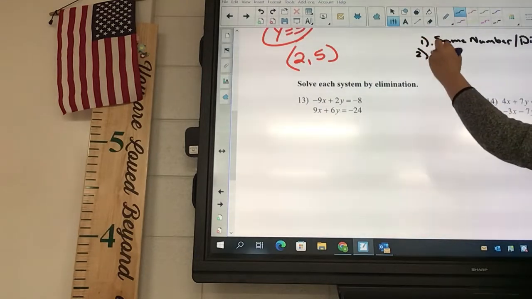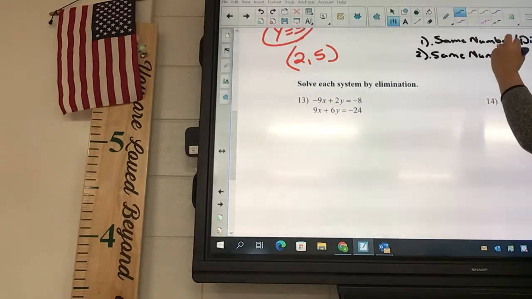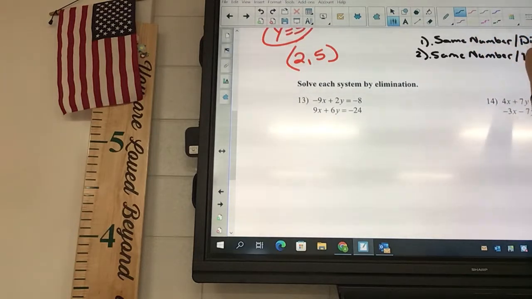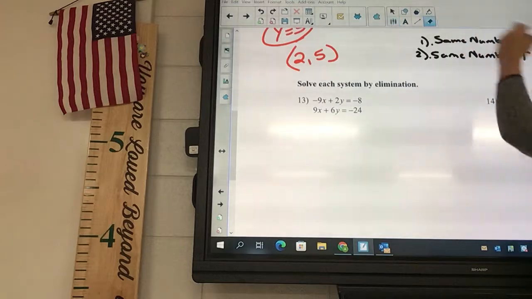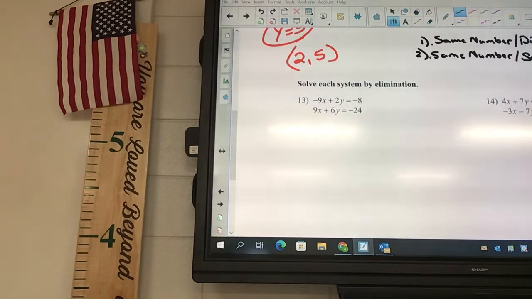Okay, type 2 would be same number, same sign. And then what do we do with those? We're going to subtract them.